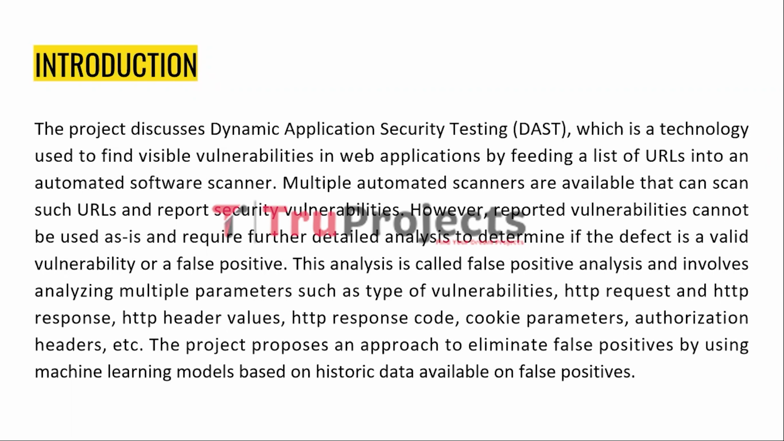This analysis involves examining multiple parameters, including the type of vulnerabilities, HTTP request and response data, HTTP header values, HTTP response codes, cookie parameters, and authorization headers. To address this issue, the project proposes an approach that utilizes a machine learning model based on the historic data associated with false positives. By leveraging this historic data, the project aims to improve the accuracy of vulnerability identification and minimize the occurrence of false positives.